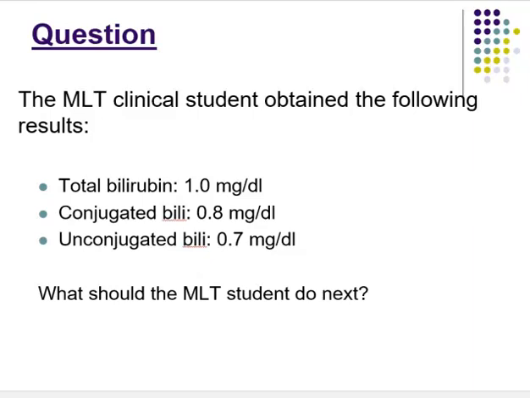So here's a question or a scenario. An MLT clinical student obtained the following results. You have a total bilirubin of 1.0, a conjugated bilirubin of 0.8, and an unconjugated bilirubin of 0.7. What should the MLT student do next? Should they report out these results? Should they consider a recollect? What do you think? Take time to try to figure it out before you go on to the next slide and see the answer.